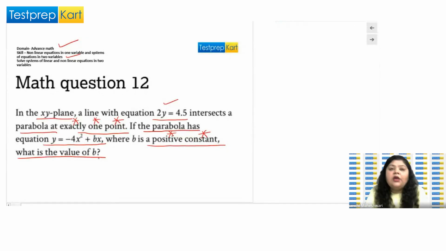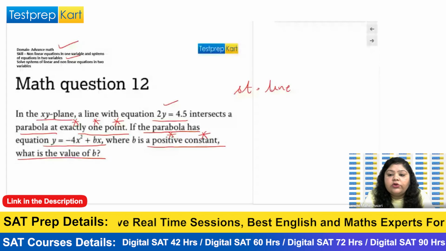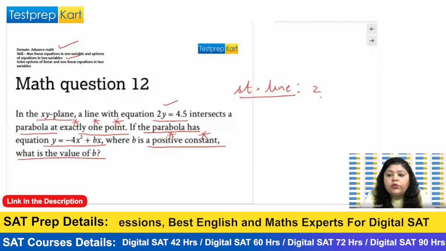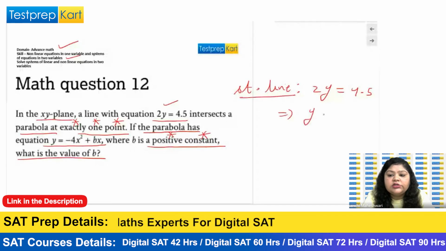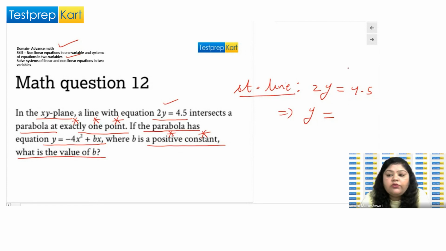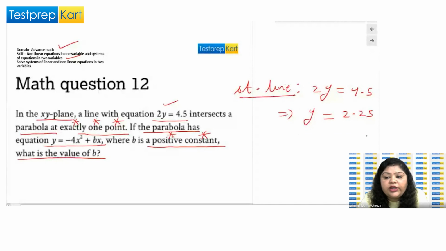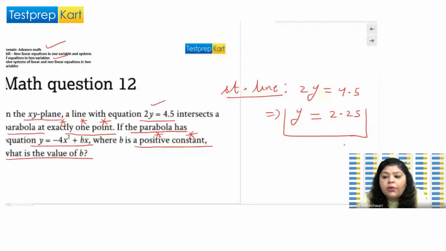Okay, now considering all this data, the question is saying we have a straight line. So let me just write down the equation of a straight line: 2y is equals to 4.5. That means, can't I say the equation is y is equals to 4.5 by 2? So 4.5 by 2 would be what? It would be 2.25. Okay, so this is the equation of my straight line. So I'm going to mark this one as my equation number 1.